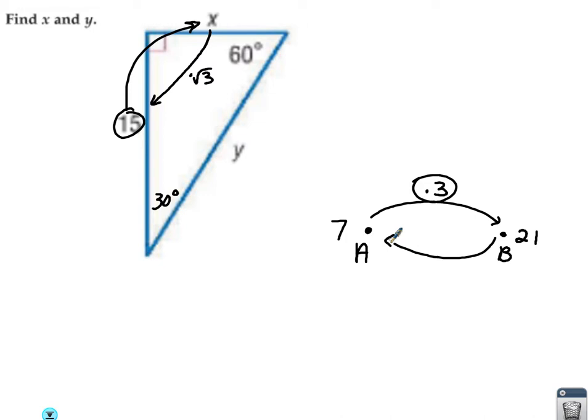Same thing works here. If to go from X to this, you multiply by square root of 3, we've got to divide by the square root of 3. I've got to do 15 divided by the square root of 3. Have we done that?